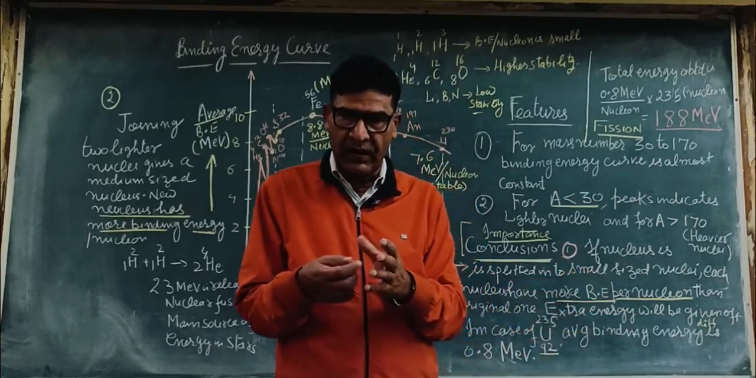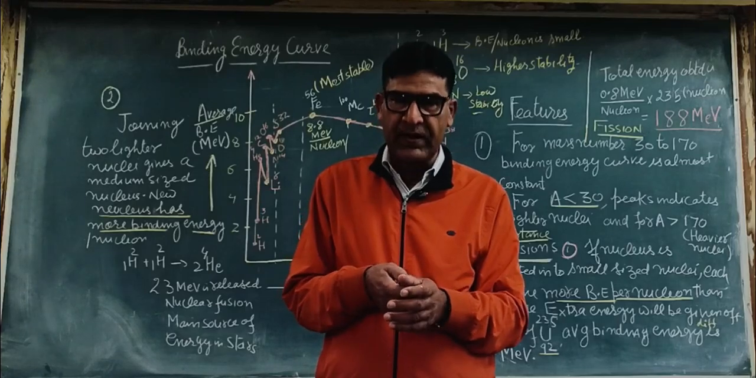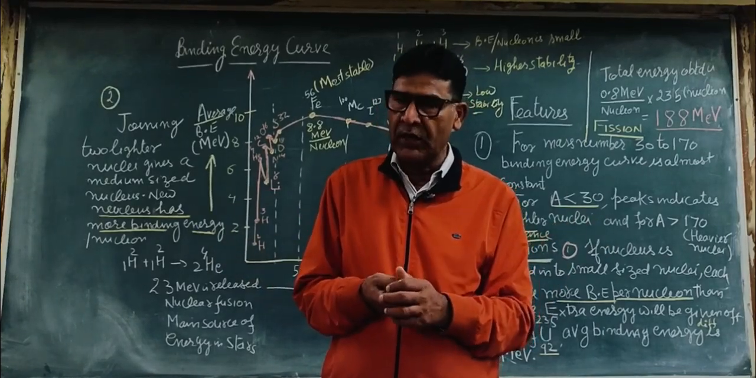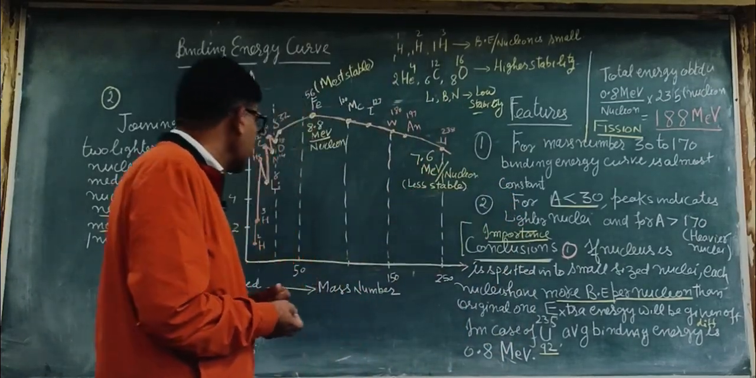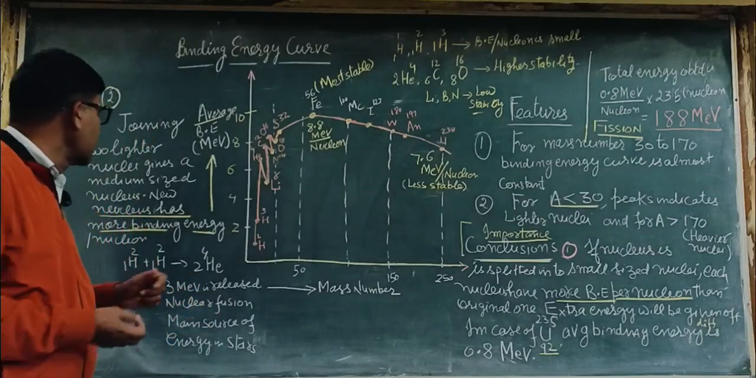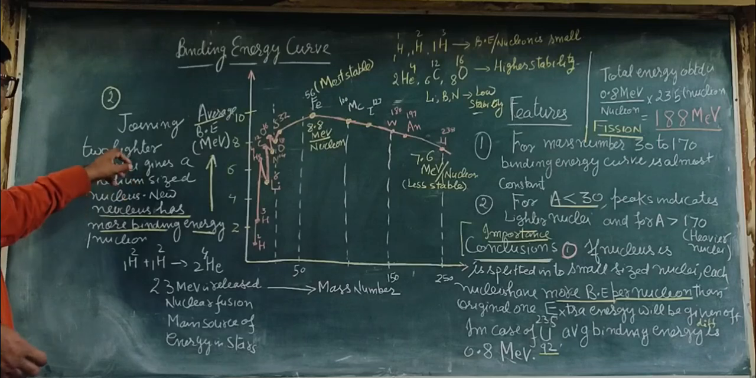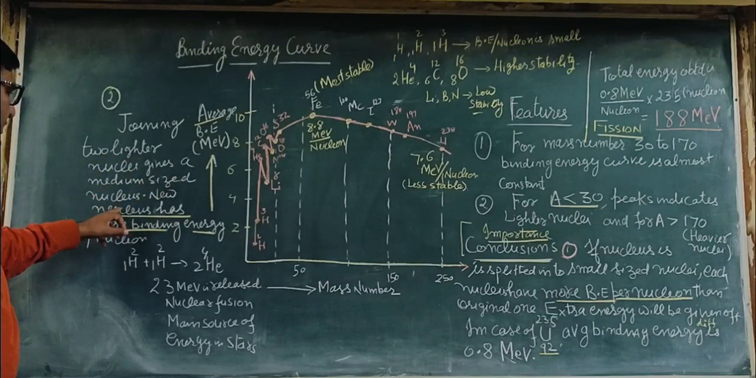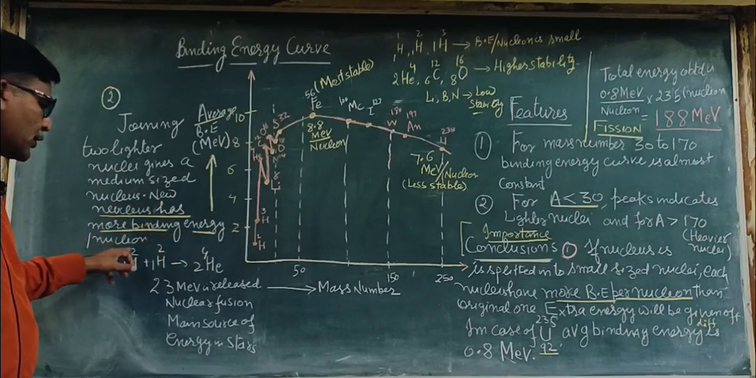When a heavy mass nuclei is broken into parts, the binding energy of each nucleus is very large in comparison to the original nucleus. That is the principle of nuclear fission. Then we come to the second characteristic, that is in case of the light nuclei, the joining of two lighter nuclei gives a medium sized nucleus. The new nucleus has more binding energy per nucleon.